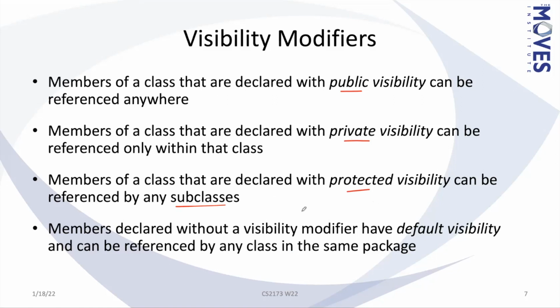If you declare it without a visibility modifier, that's called package access or default visibility. And that can be referenced by any class in the same package. And that is something which should not be used. For historical purposes, it was something that Java put in the very beginning. And since people used it, they decided to leave it in. But you should never use that. You should always have an explicit visibility modifier. And for our purposes, in this class, they will always be public or private.